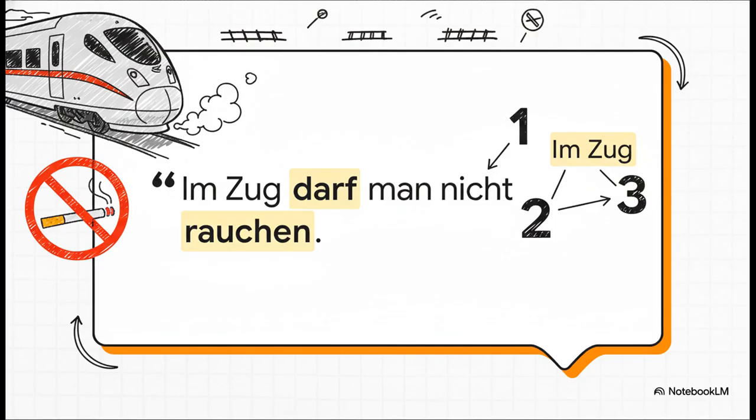Here's another super common one you'll see. On a train in Germany, this is the rule. And notice the pattern? It's exactly the same. Im Zug is the first piece of info. Spot number 2 is taken by darf. And where's the action verb? Rauchen, to smoke? All the way at the end. The structure is just rock solid.